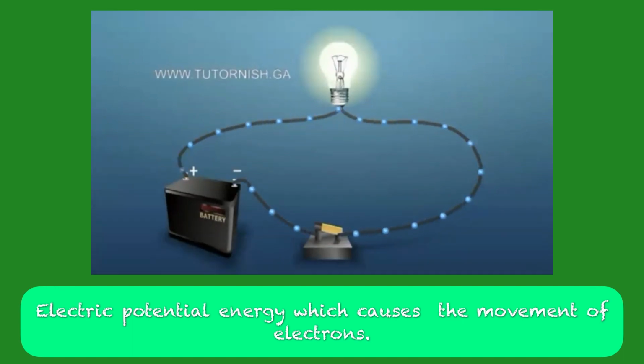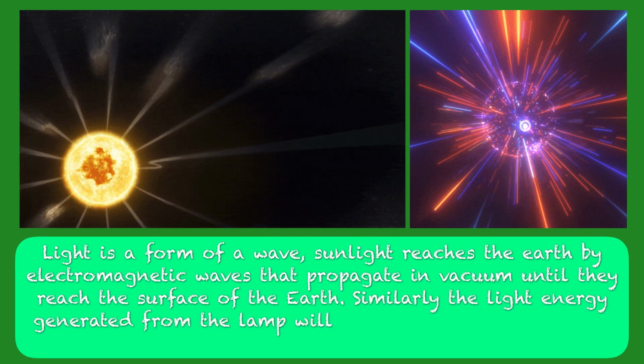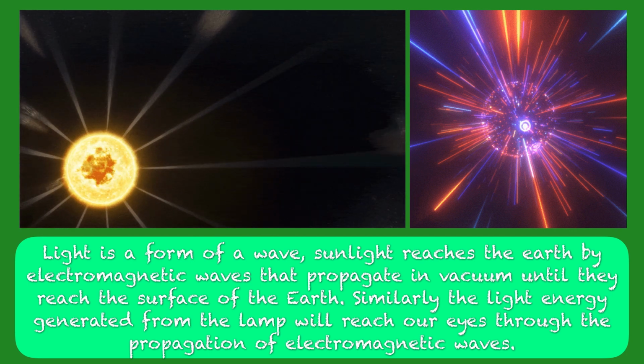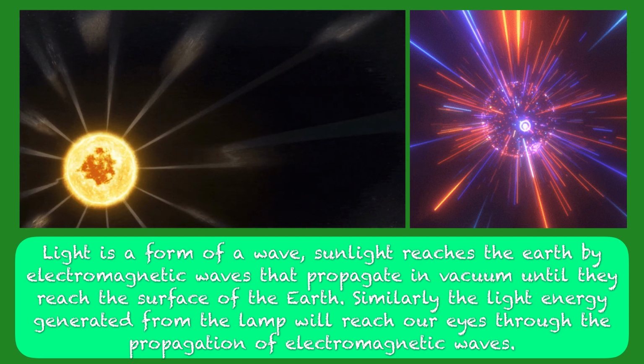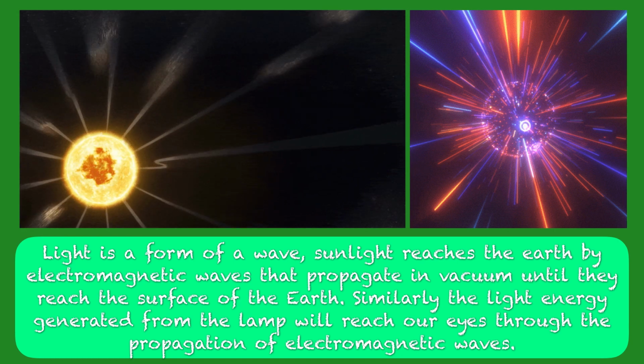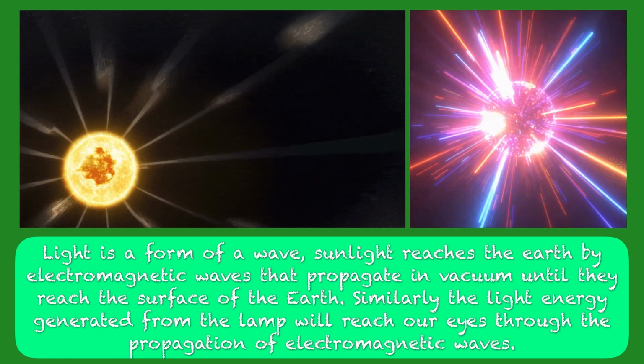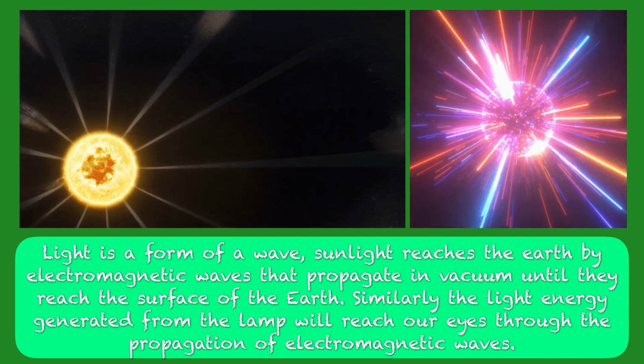Radiant energy. Radiant energy may be in two forms: a visible form, such as light, and invisible form, such as electromagnetic waves used in telecommunication. Light is a kind of wave. How does the sunlight reach the earth? The sunlight reaches the Earth by electromagnetic waves that propagate in vacuum until they reach the surface of the Earth. Similarly, the light energy generated from the lamp will reach our eyes through the propagation of electromagnetic waves.